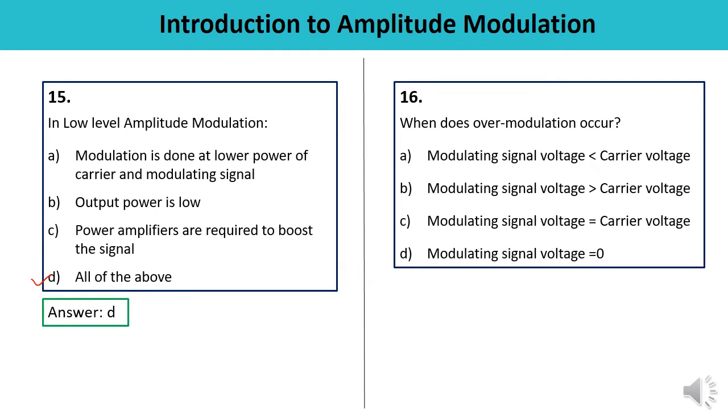Next question, when does overmodulation occur? Here we are talking about overmodulation, and overmodulation is a condition in which the modulating signal voltage is much greater than the carrier voltage, and the received signal will produce an output waveform in the shape of the envelope whose negative peaks have been clipped off. So this condition, overmodulation, is when the modulating signal voltage is higher than the carrier voltage, which means the answer is B.